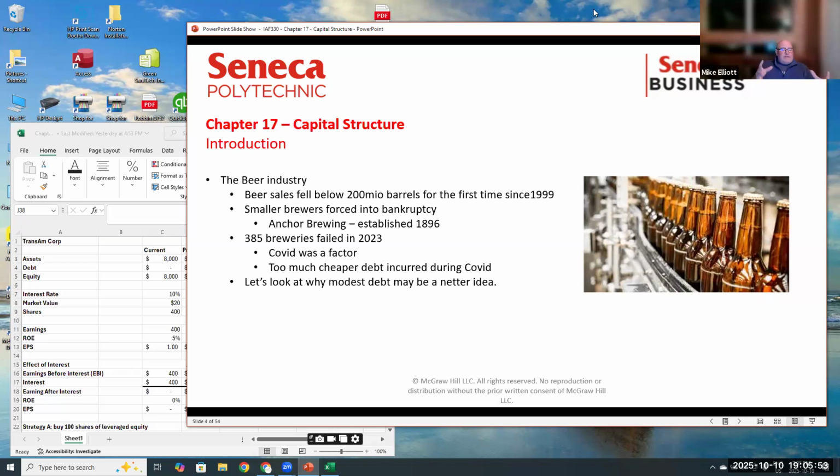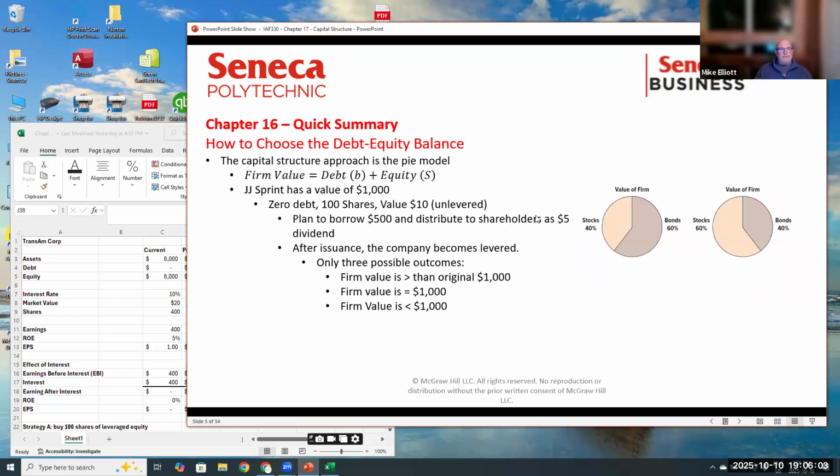Ostensibly, one of the reasons that they all failed is they had a poor capital structure. They relied on cheaper debt, and that can turn around to bite them. So let's figure out why. When we talk about trying to decide what our capital structure is going to look like, Chapter 16 gives us a quick introduction, and we don't teach it. So I'm just going to give you what's in the introduction here. And there's no tests on it, so don't worry too much.